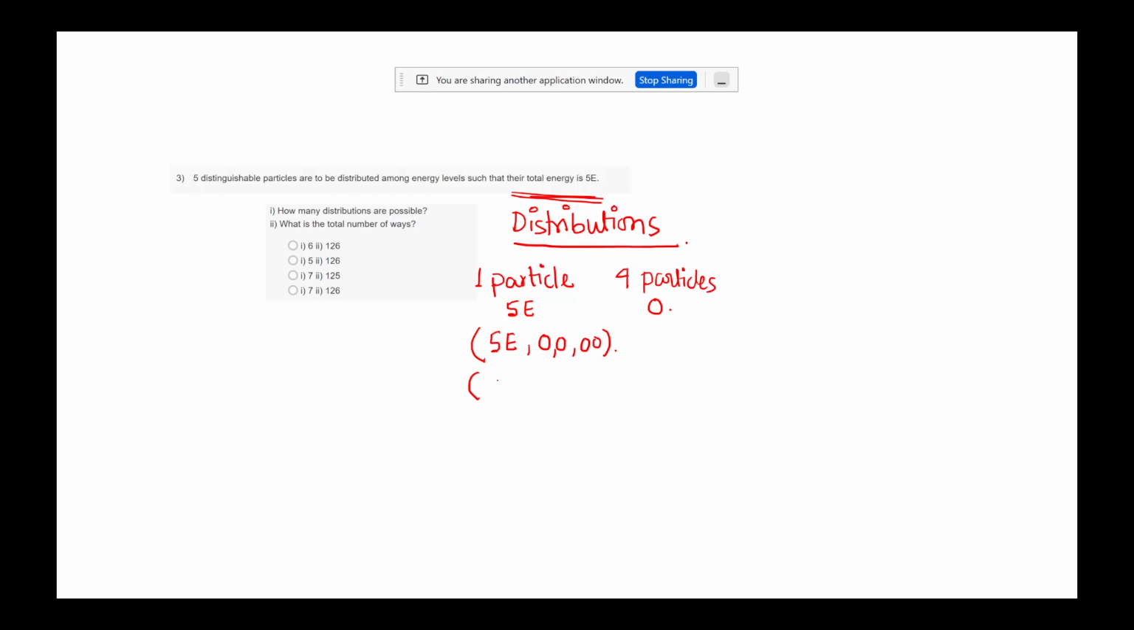4e, e, rest all 0. Other one? The reverse, e, 4e. That I will put. This is the distribution, right? Okay. So 3e, then e, e, rest 0. Then any other? Yes, 3e, 2e, 0, 0, 0.